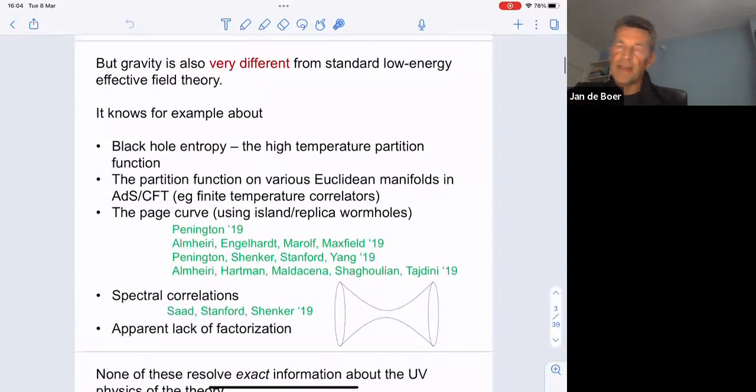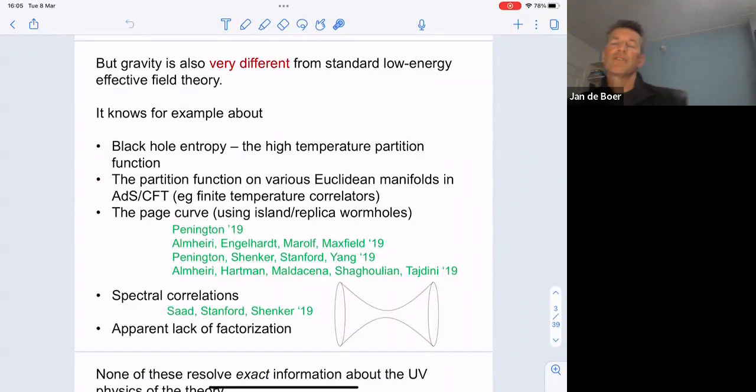So in particular, this low energy effective field theory knows about the high temperature partition function of the theory. And that is because, most of the things I say are based on thinking about AdS/CFT and holography. Obviously, it's Holotube after all. It's mostly based on AdS/CFT intuition, although some of the principles might be more broadly applicable.